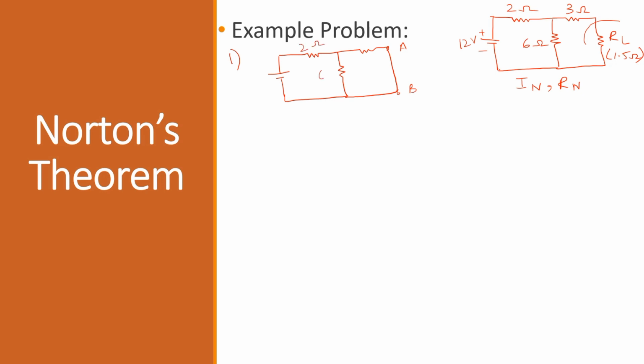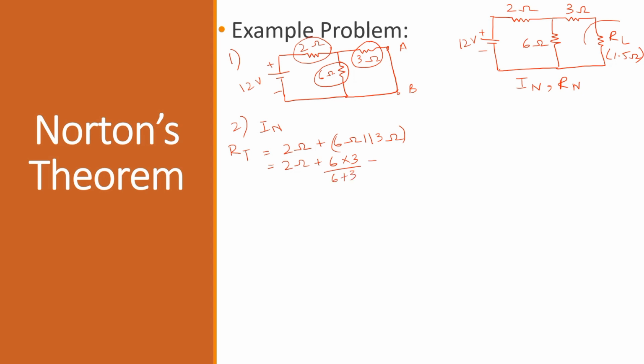This is 2 ohms, this is 6 ohms, this is 3 ohms. As you can see, the 6 ohms resistor and the 3 ohms resistor are in parallel, and this parallel combination is in series with the 2 ohms resistor. In the second step, before finding the Norton current IN, you will first calculate the total resistance, which is 2 ohms plus 6 ohms in parallel with 3 ohms. It can be rewritten as 2 ohms plus 6 multiplied by 3 divided by 6 plus 3. After solving this, you will get 4 ohms. So RT is 4 ohms.